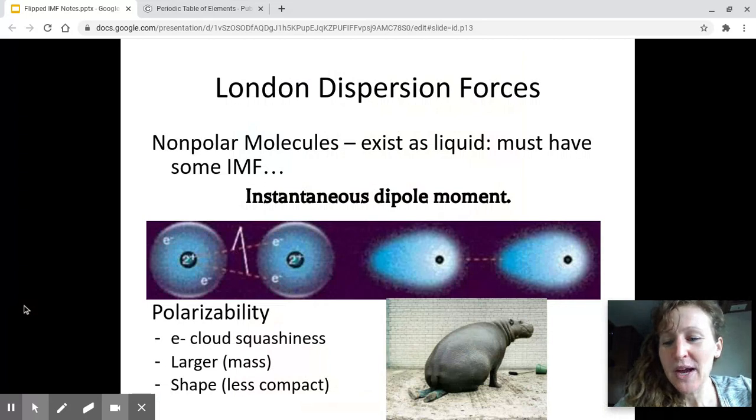Okay, we'll do some practice with that. That basically is my pitch on hydrogen bonding. I want to talk about London dispersion forces a little bit more.